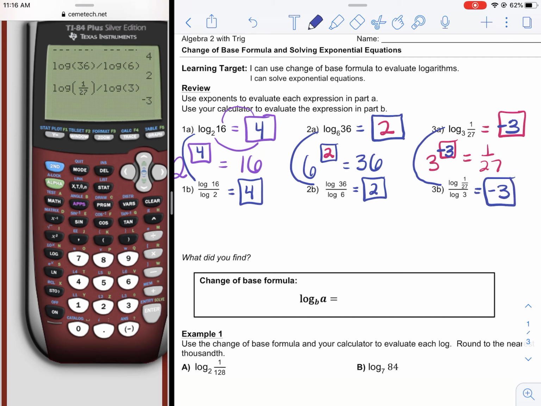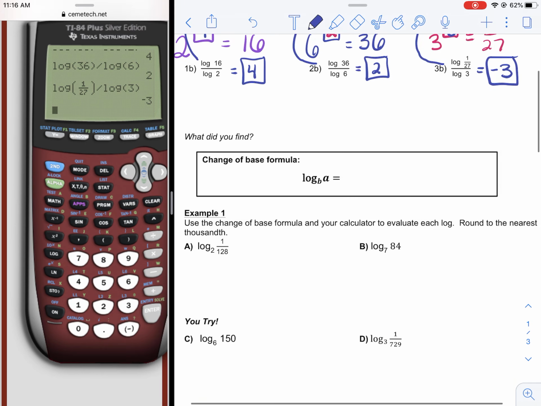So if you want to use your calculator to evaluate a log, then you use what's called the change of base formula. Okay, so here's how it looks with variables. If you have log base b of a, that is equal to the log of a, the log of the argument, and then I'm going to put parentheses around this because the calculator kind of forces you to use parentheses, divided by the log of the base.